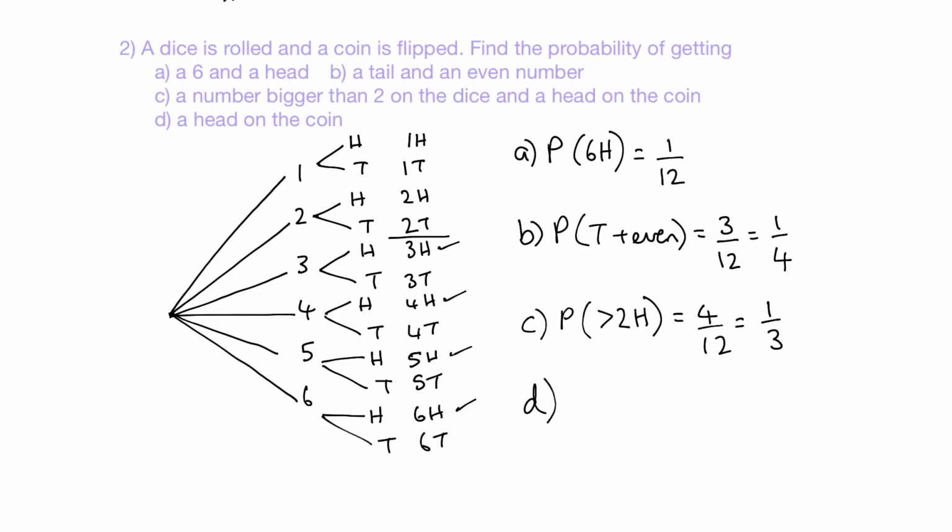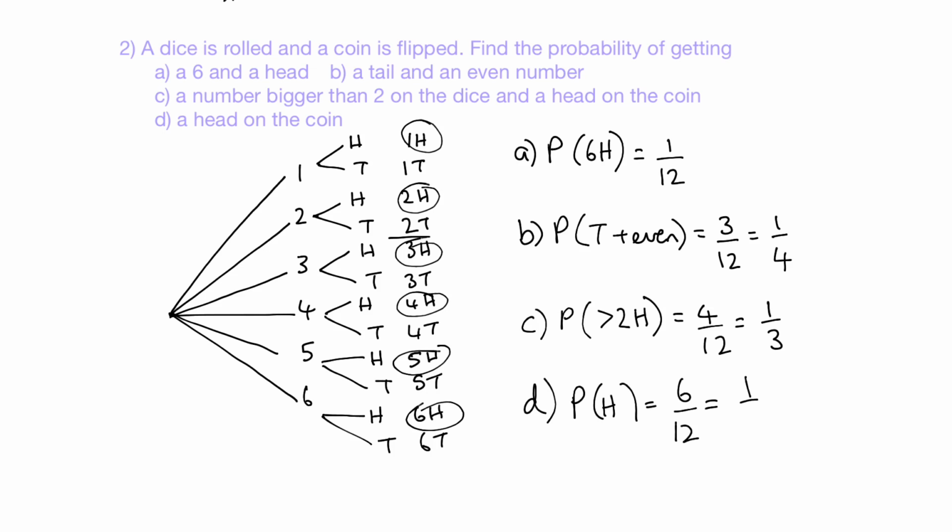Then the last one, probability of getting a head on the coin. Well, just a minute, let's get rid of these. That is this one, this one, this one, this one, this one, and this one. So that's 6 out of 12, okay? Which makes sense because 6 out of 12 is a half, isn't it? So that makes sense because the probability of getting a head on the coin is a half, okay? Because that question doesn't rely on what you score on the dice at all anyway.